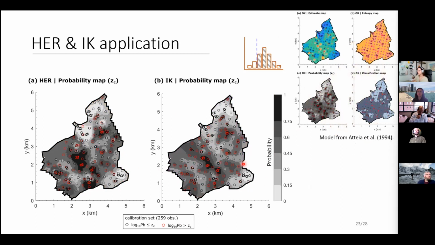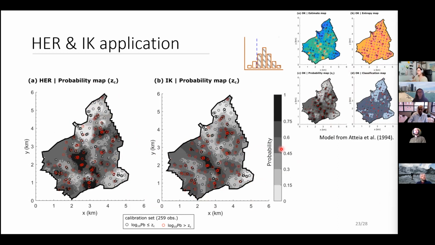And with the predicted distribution in hand, we obtain the probability of exceeding the critical threshold of lead by accumulating the probability above the threshold. So both methods here showed high probability of contamination in black in regions where we saw high lead concentrations and low probability of contamination in regions where we saw low lead concentration. And again, HER presents larger areas in black and light gray in relation to indicator kriging.